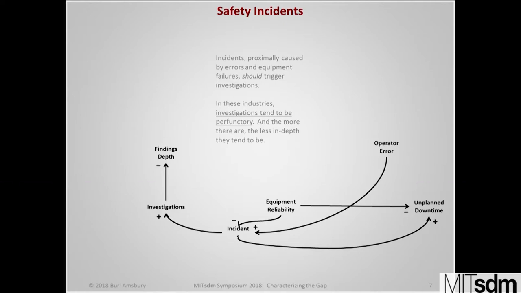Outside of aviation and the nuclear industry, what we regularly find is that these investigations are shallow, perfunctory in nature, and they're a chore, and they're often a response to regulatory pressure or management's PR considerations around what appearances should look like. So they do investigations, sort of, but they tend to be very shallow. And the more they have to do, the shallower they tend to get.